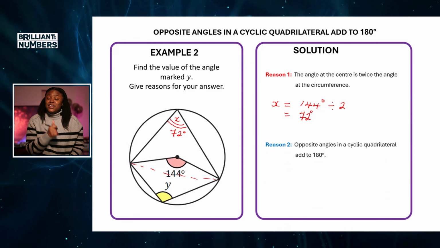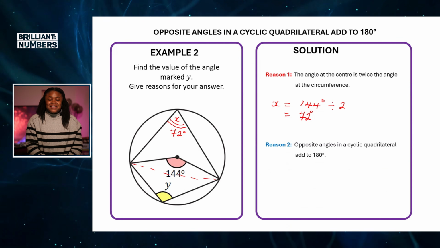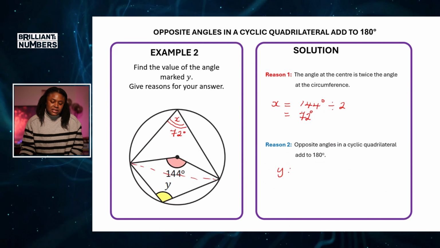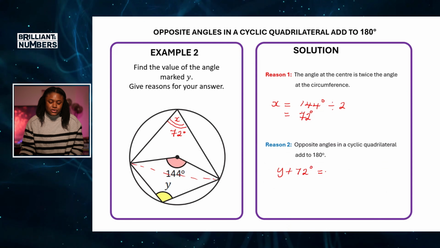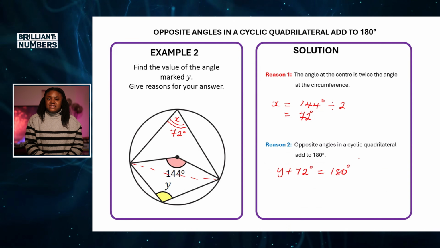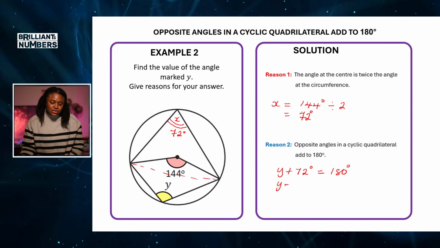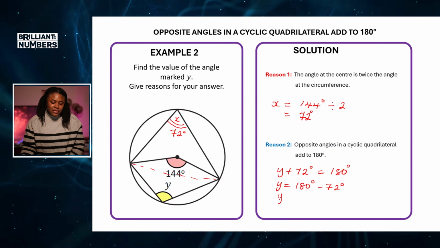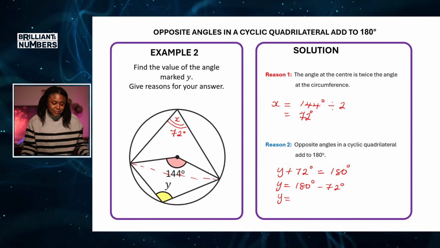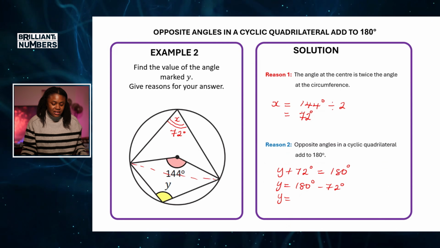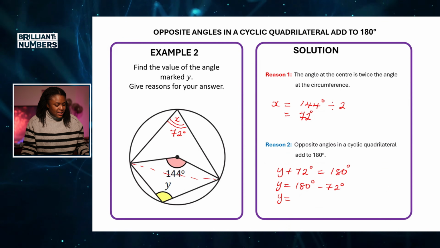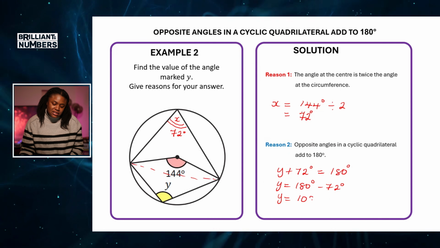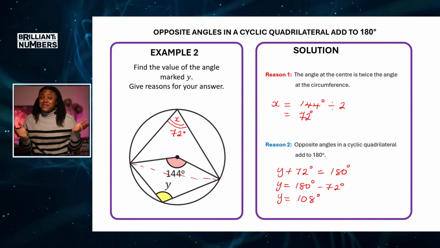And that reason is the opposite angle in a cyclic quadrilateral adds to 180 degrees. So I know then that y plus 72 degrees would be equal to 180 degrees. So all I need to do now is 180 degrees take away 72. And remember, if you're not that skilled at your mental math, all you need to do is put that into your calculator. So I'm just going to do that. Easy one to calculate from the brain, however. So that is equal to 108 degrees. So I have now found my answer.